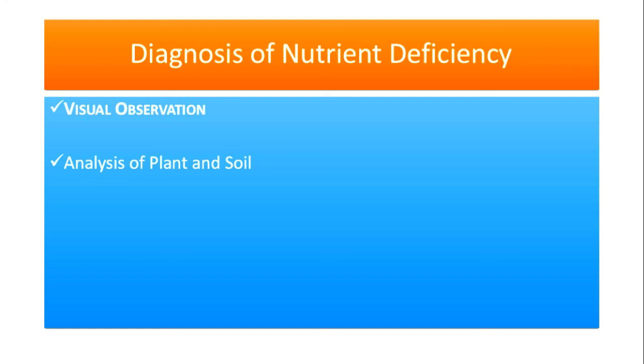Now we come to the point of diagnosis of nutrient deficiency. The diagnosis may be performed by two processes or methods. Number one, visual observation. Number two, analysis of plant and soil.